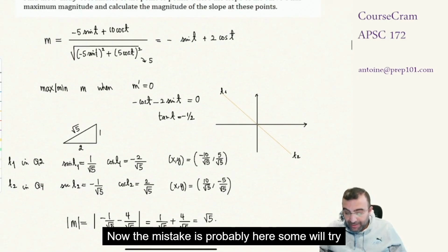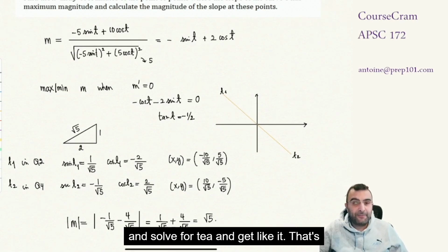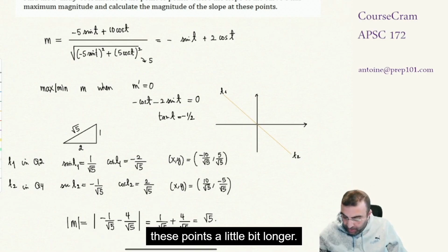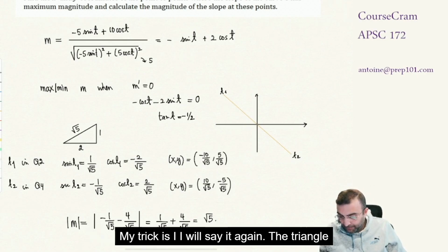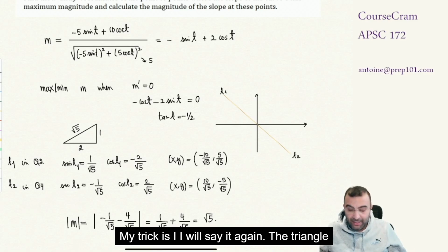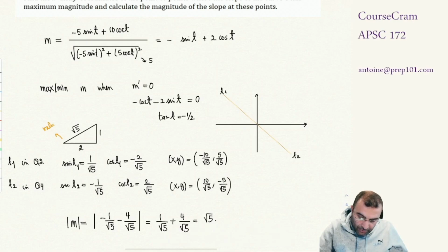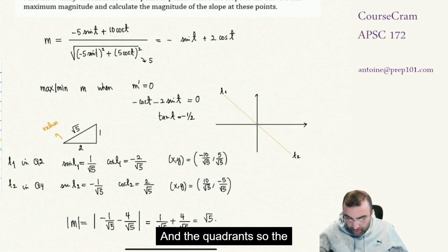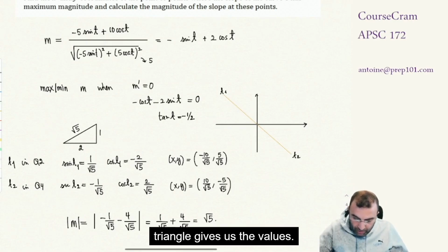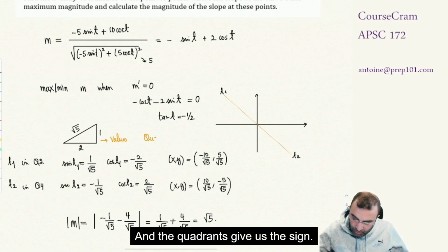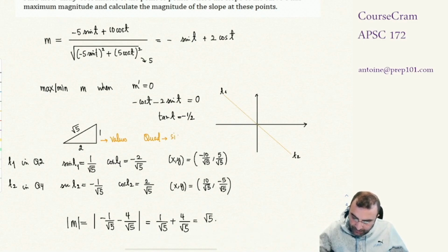Now, the mistake is probably here. Some will try to solve for t and get a decimal number. You can, but it might make working out these points a little bit longer. My trick is, I will say it again, the triangle gives us the values, and the quadrants give us the sign.